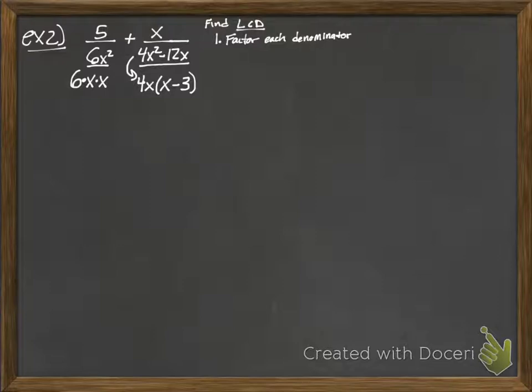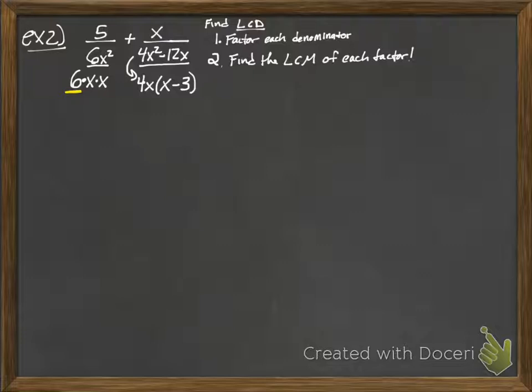I've factored each denominator. Now that I have it factored, what I have to do is, essentially, find the least common multiple of each factor. And this is kind of the tricky part until you get the hang of it. So what I mean by that is this. I'm going to first take a look at just the numbers that are in each denominator.